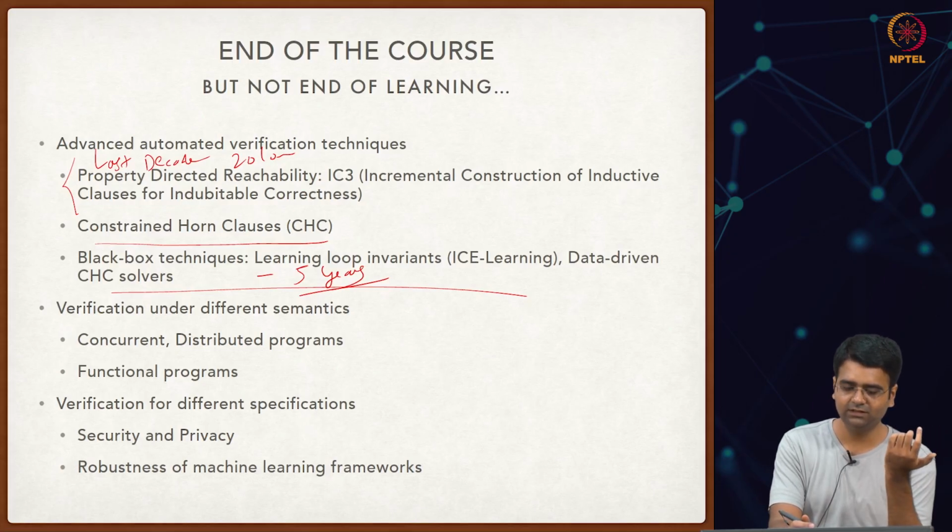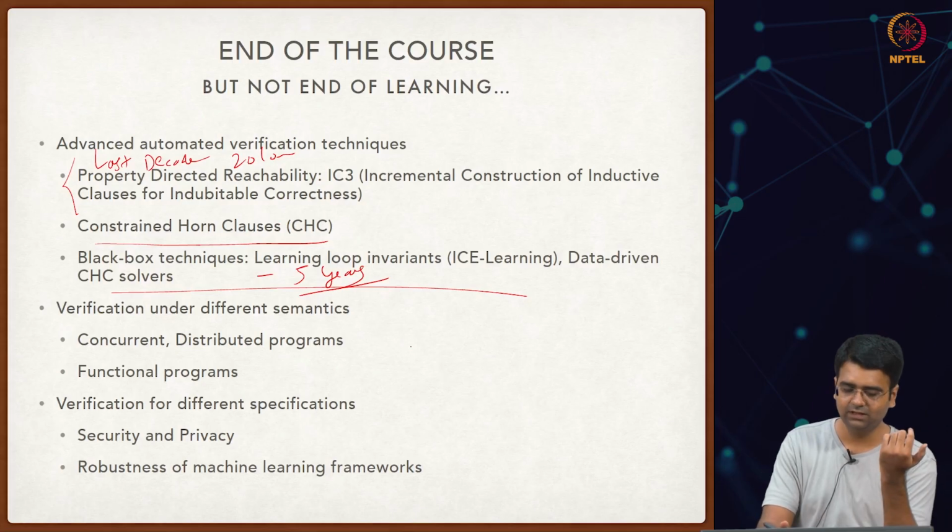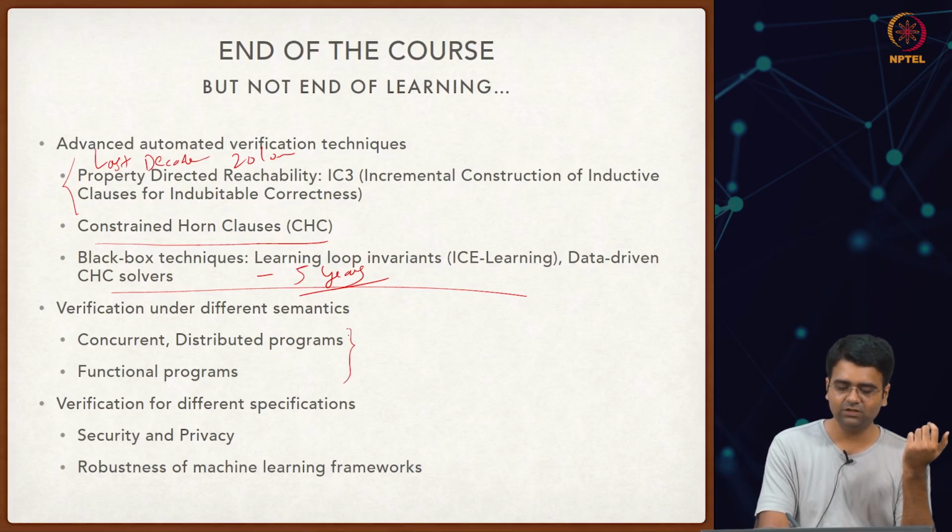But what we have also restricted ourselves to in this course is sequential programs, in particular sequential imperative programs, but there are other programming paradigms. There are concurrent and distributed programs, multi-threaded programs, GPU programs, and also functional programs. For these different kinds of programming paradigms, we need a new arsenal, a new set of verification techniques, and again there is active research in these areas as well, especially for concurrent and distributed systems, which are much more complex to reason about than sequential programs.